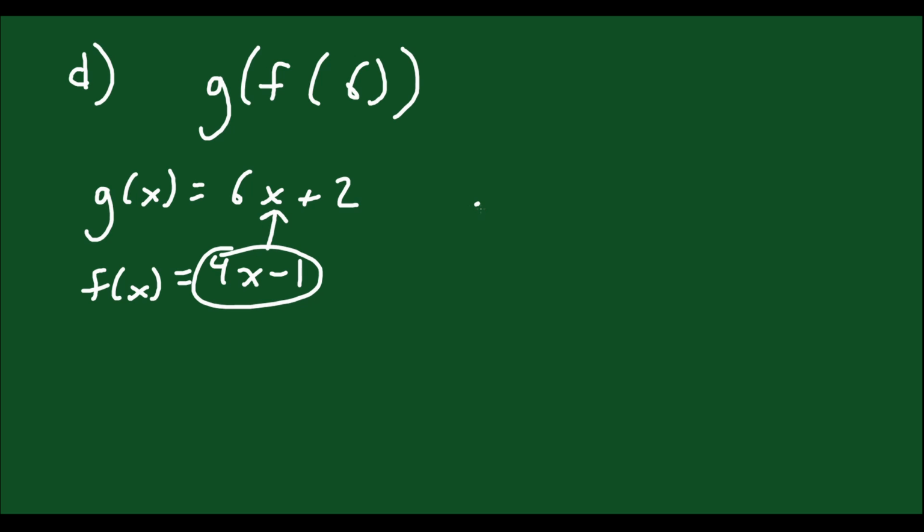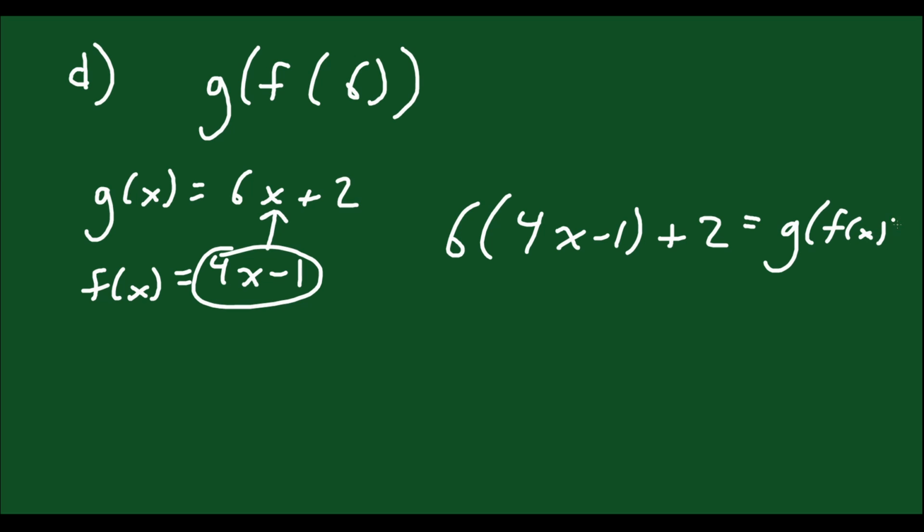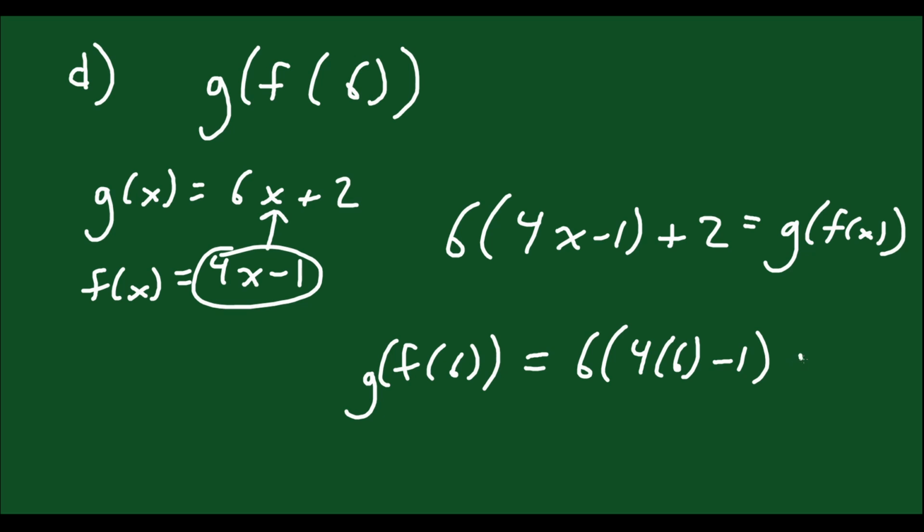So by doing that, I'm going to get 6 times 4x minus 1 plus 2. So what I have written so far here, that's really g at f of x, right? This is equal to g at f of x, because I plugged in f of x into g of x. But what I want is g at f at 6, so I have to replace that x with 6. So g at f at 6 would equal this, except I'm plugging in 6 for x. So 6 times 4 times 6 minus 1 plus 2.